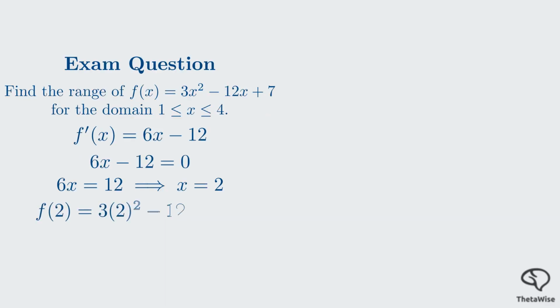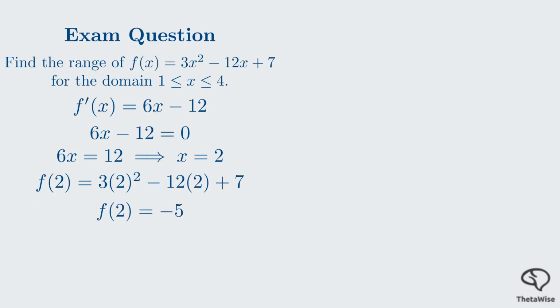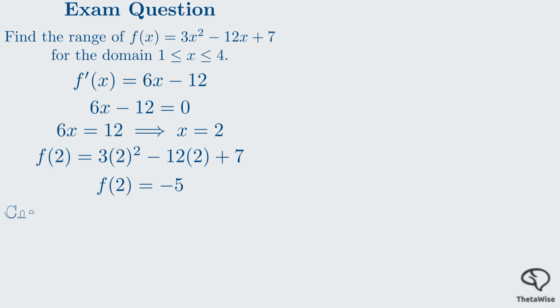Is x = 2 inside our domain of 1 to 4? Yes, it is. So we must calculate the value of the function at this point. f(2) = 12 − 24 + 7, which is −5. Now, we check the boundaries of our domain, x = 1 and x = 4.